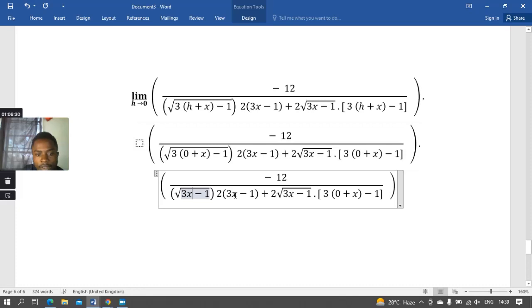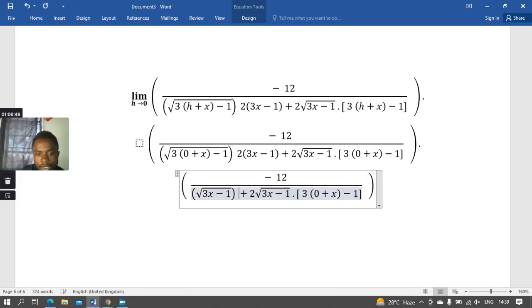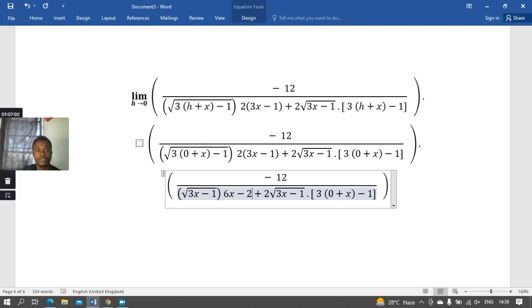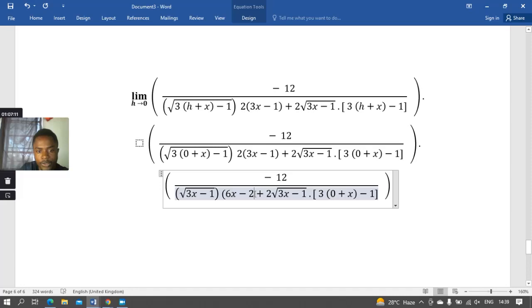Then these here will also change. We are going to have 6x minus 2. So let me quickly write that. We have 6x minus 2. That's our expression there. All right, so if we want, we can put the brackets because we are multiplying these. So I'm going to put the brackets to help someone out there who is somehow confused by the way I've expressed it.